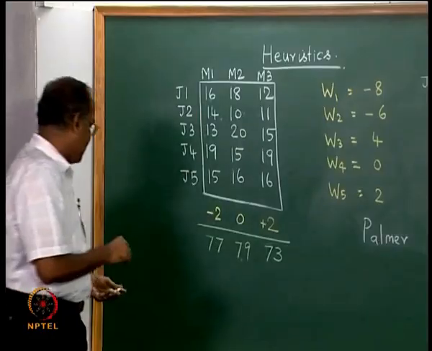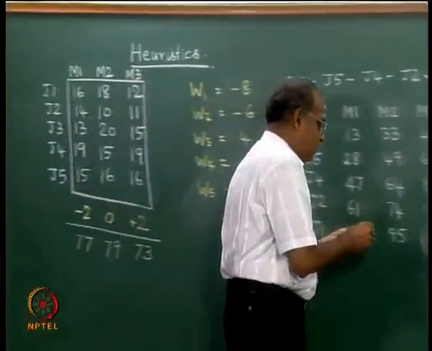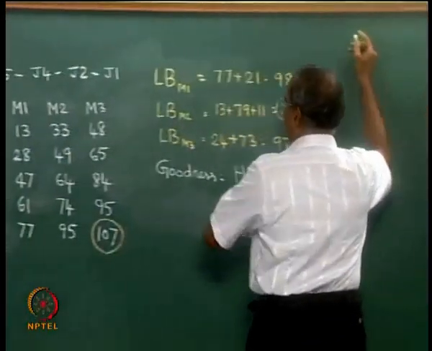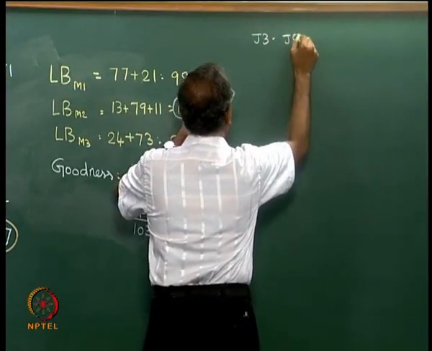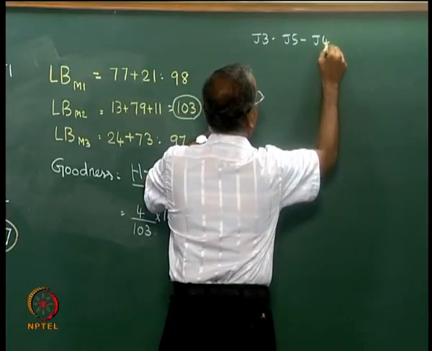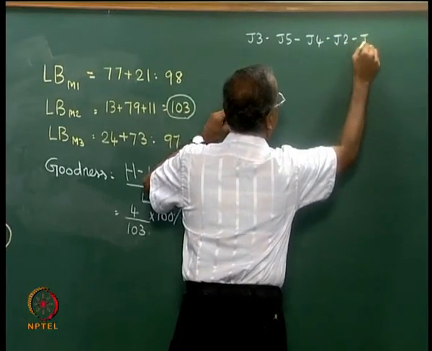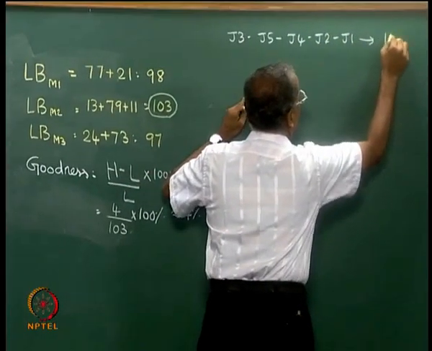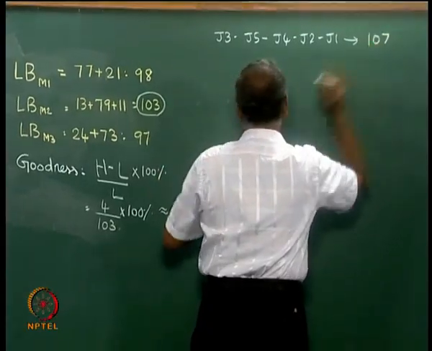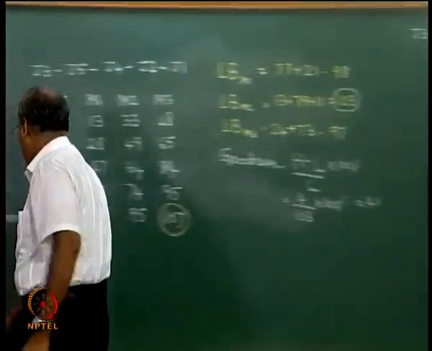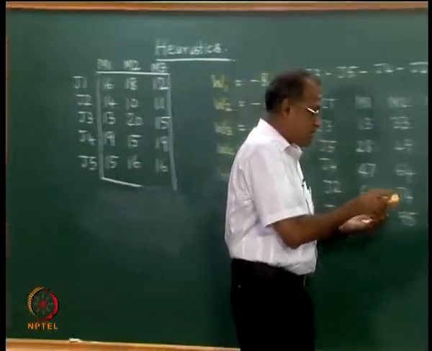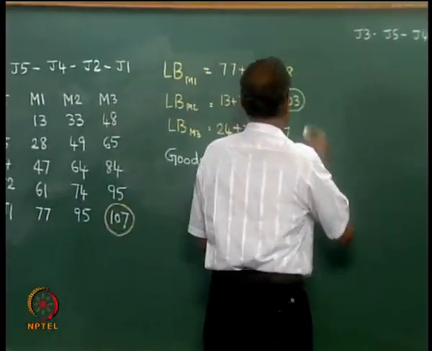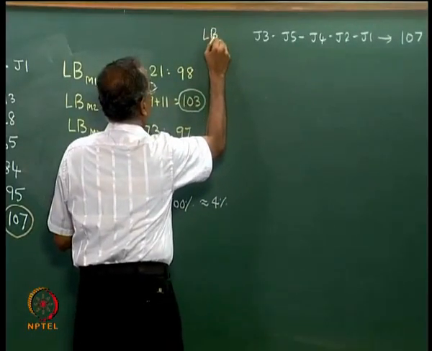Now let us go to another algorithm. Let us retain this solution somewhere, and write it here: J3, J5, J4, J2, J1 with makespan equal to 107. Now let us go back to another algorithm and see what we do. Let us also write that our lower bound is 103.